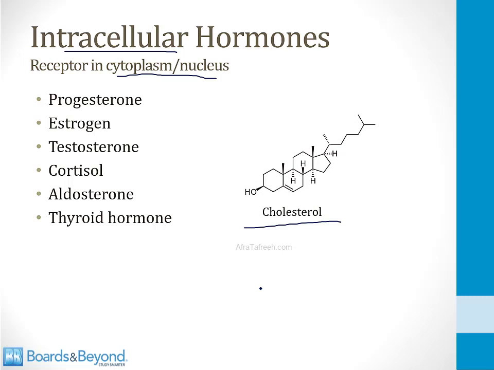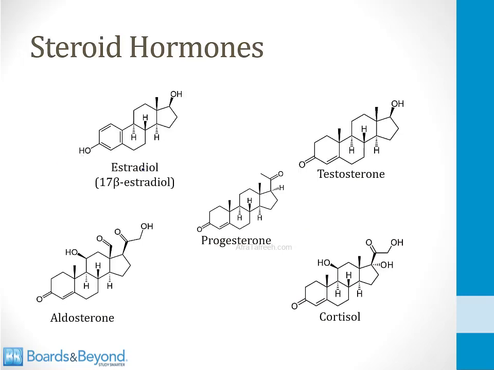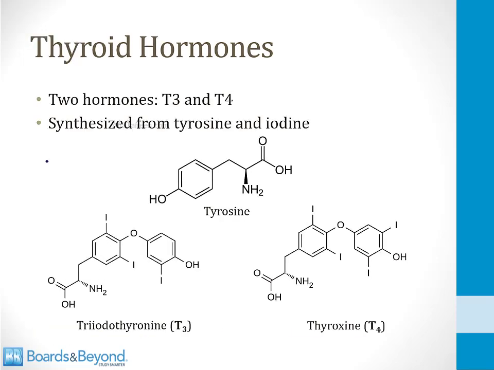None of them transmit a signal to the cell via a complex second messenger like we'll talk about later in this video. So these are some steroid hormones shown on the screen. The sex hormones like estrogens, androgens, progesterone, these are all steroid hormones and act intracellularly. Aldosterone is also a steroid hormone, and so is cortisol. Thyroid hormone is somewhat unusual in that it's not a steroid hormone, but it is fat soluble and it can cross the plasma membrane of cells.